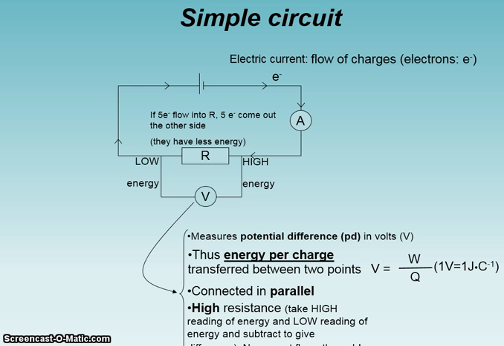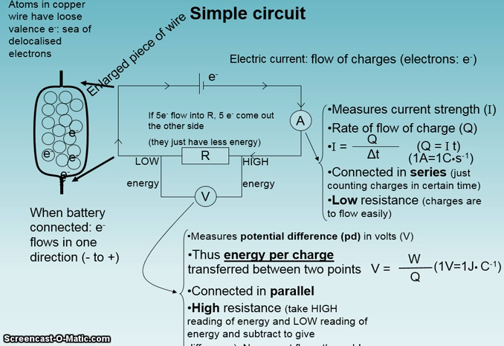Remember that if 5 electrons flow through your resistor, then 5 electrons will come out the other side. I'm just using 5 for argument's sake. The same amount of electrons that flow through the resistor will get out the other side. They will just have less energy. Right, as a summary, everything appears on the next slide for future reference.